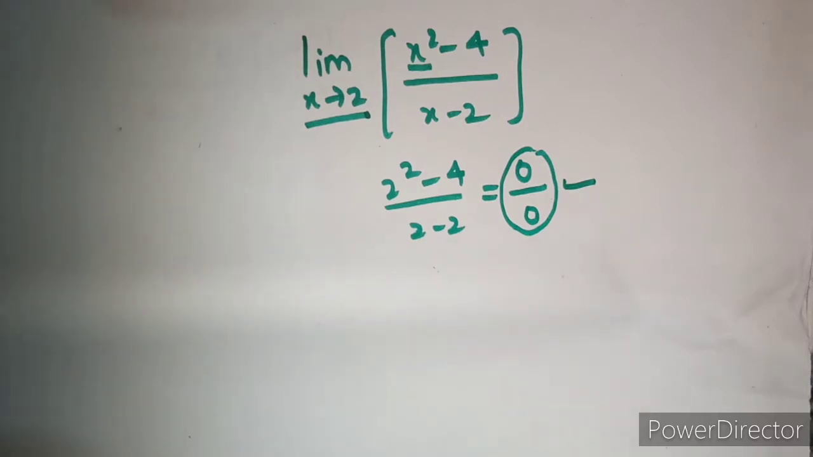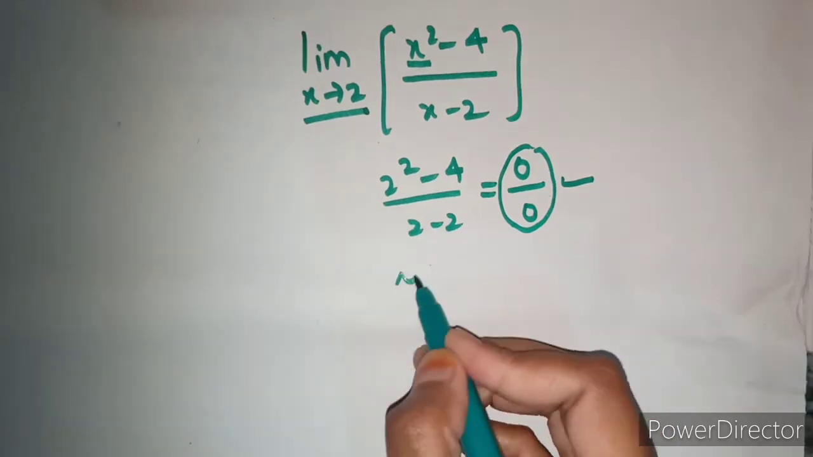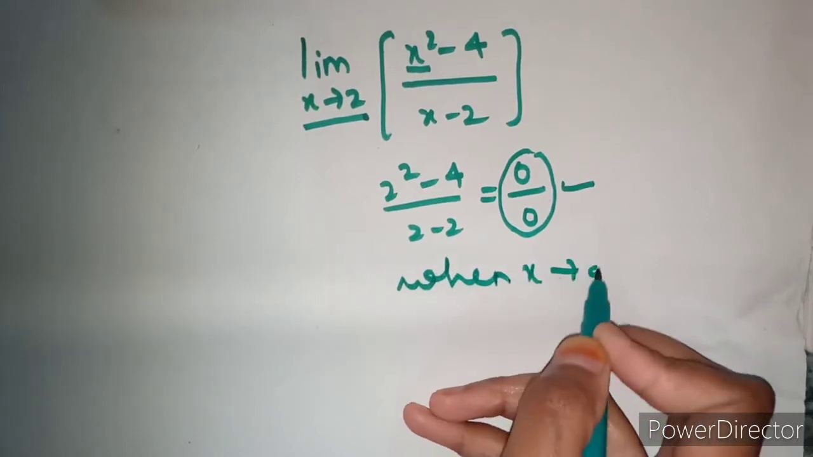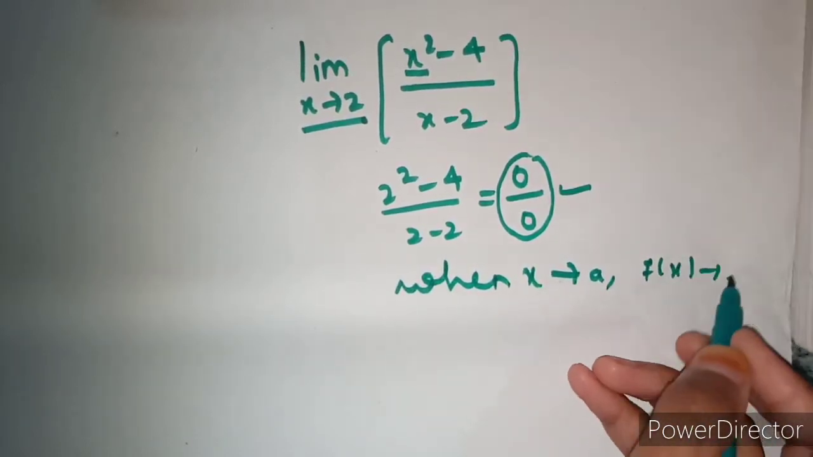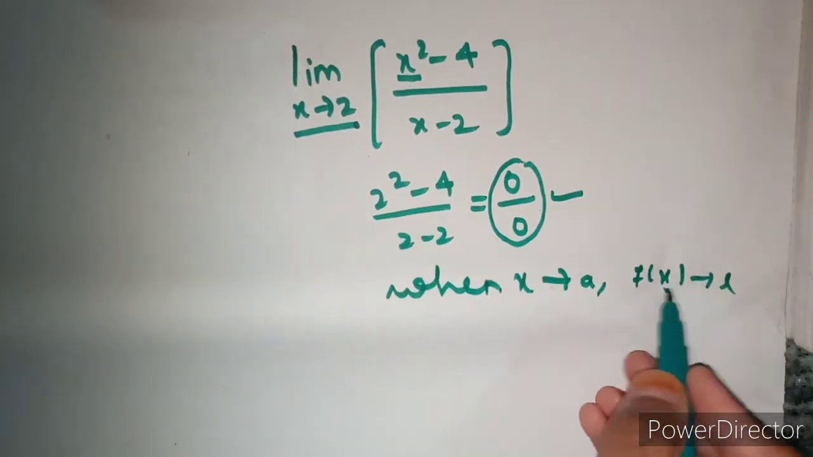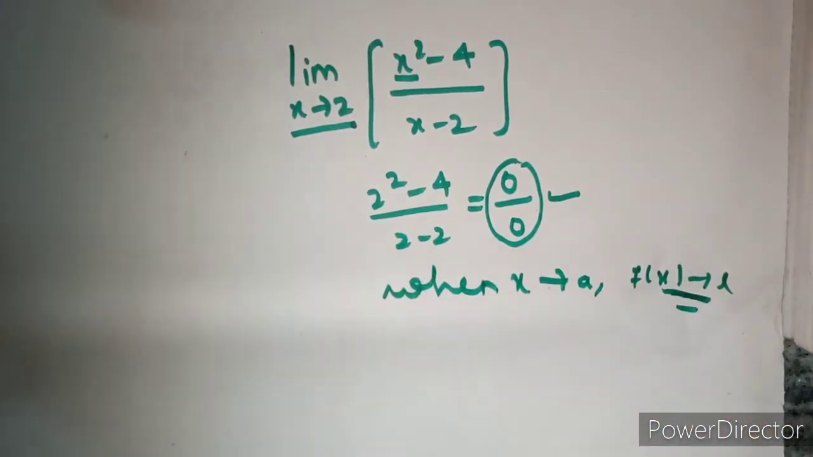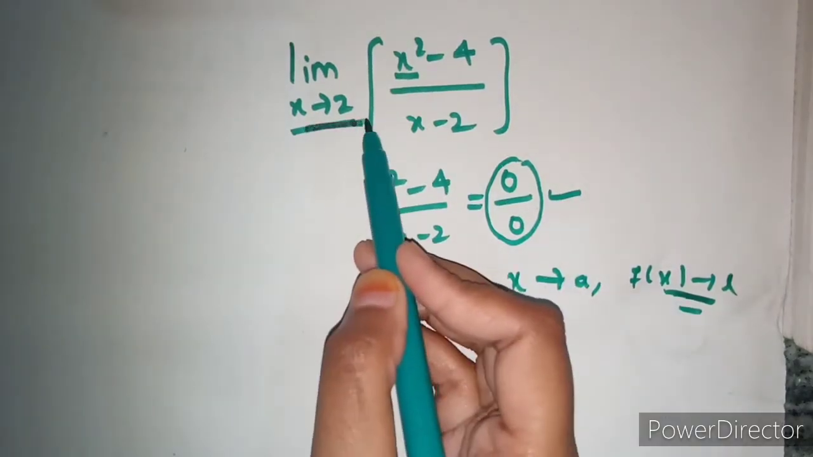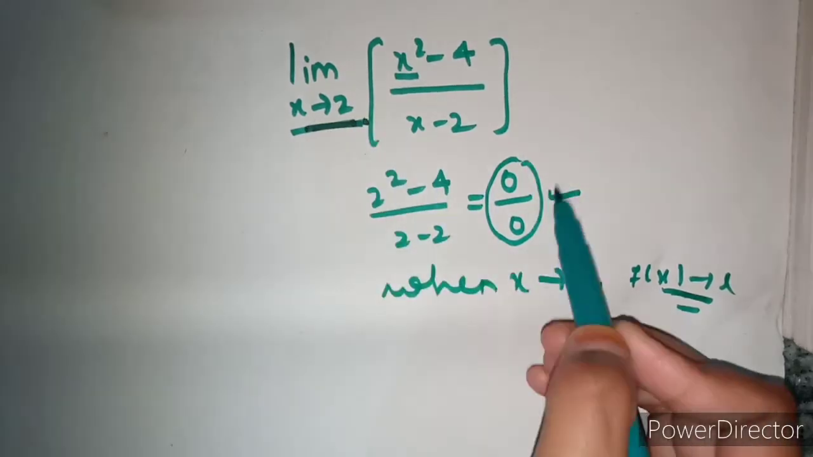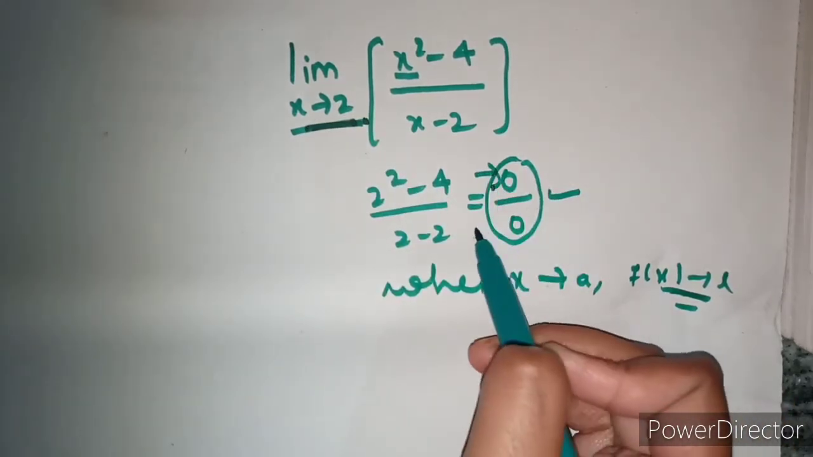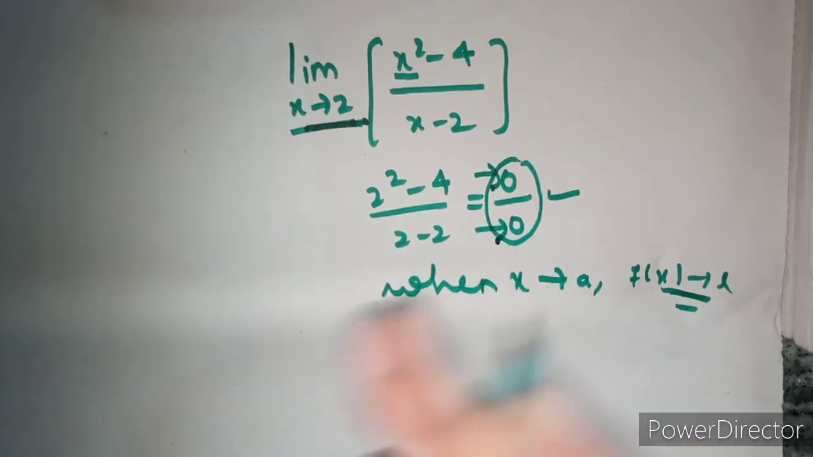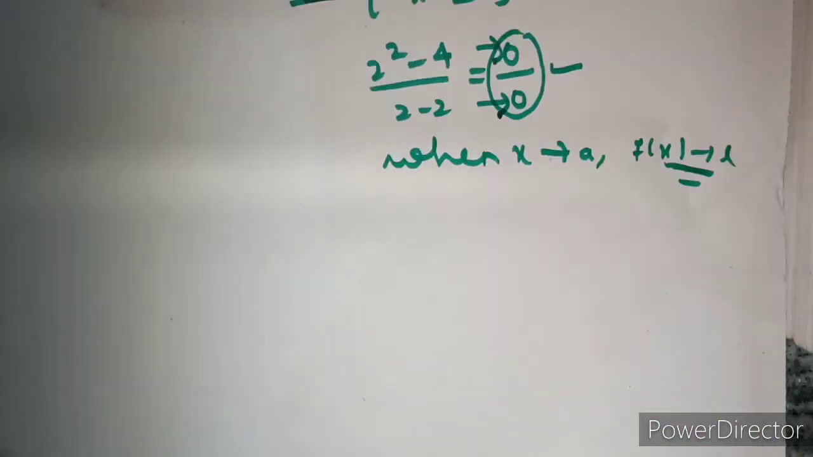Before I start explaining the 0 by 0 form, limit means when x tends to a, f of x should tend to some value, right? When x is tending to a, f of x is tending to some value, and this L is called the limit of the function, right? Tends to means it is approaching, but it is not equal to the exact value. Here in the question, x is approaching 2. If x is approaching 2, the numerator is approaching 0 and the denominator is also approaching 0, right? Approaching 0 means a value near to 0, right?